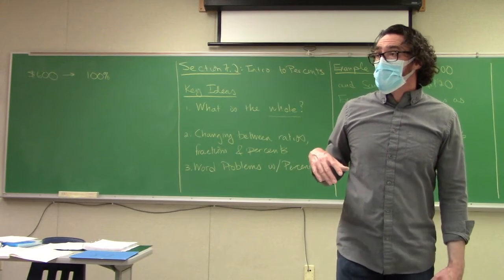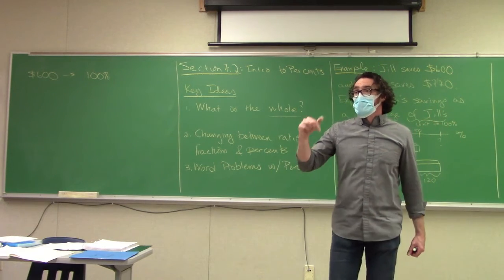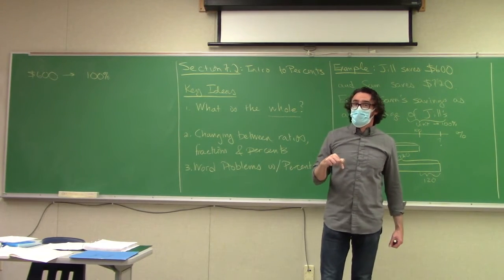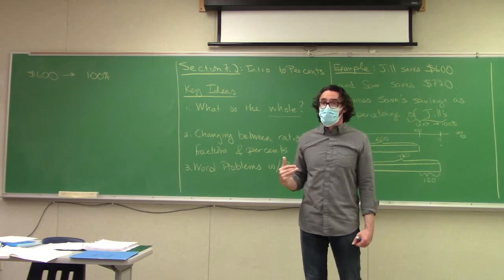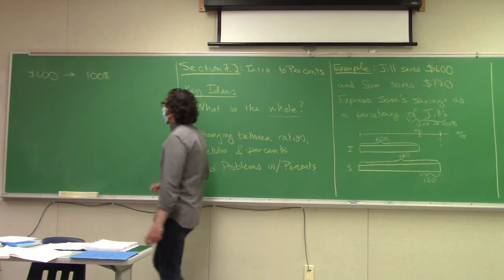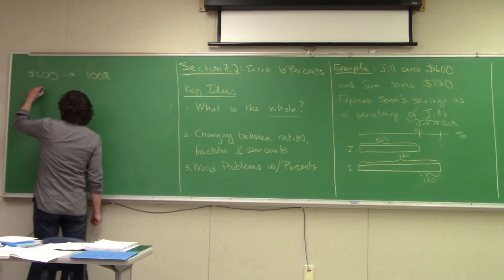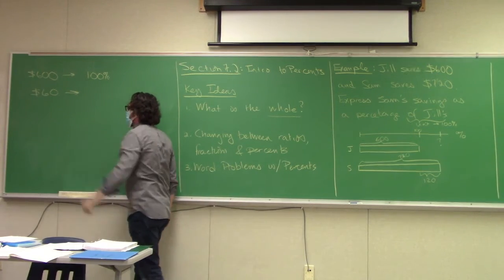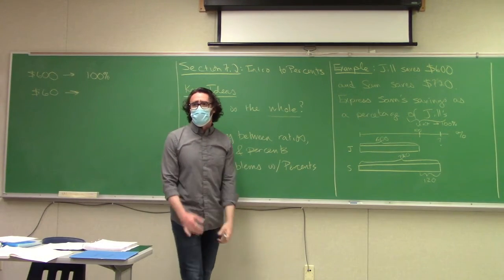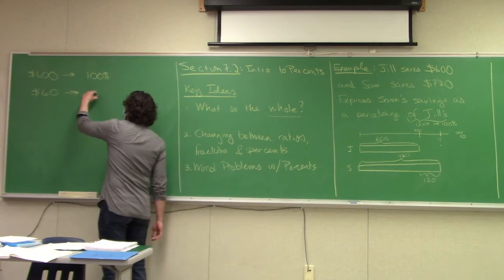Divide by 10. Okay, 10% is 1/10. Very easy to divide by 10 because we have a base 10 place value system. So, $60 would correspond to what percent? Right, that's 10% of Jill's salary.